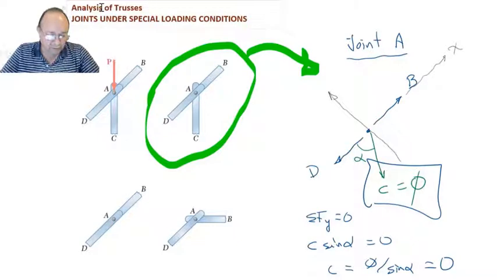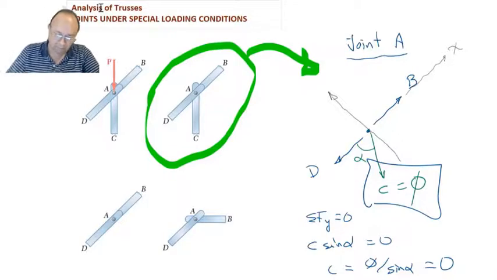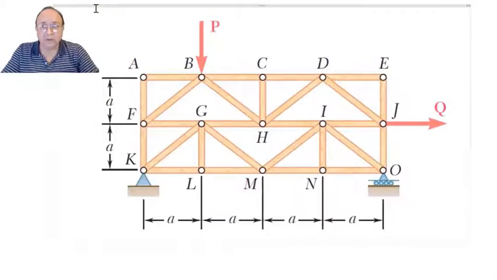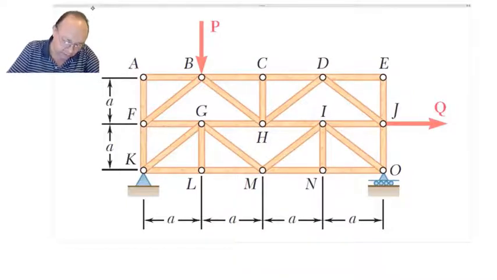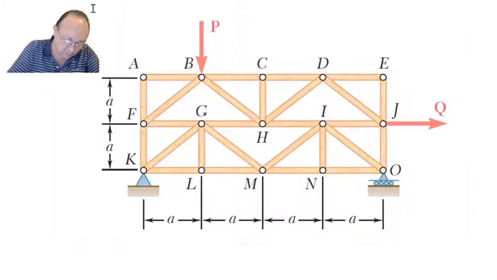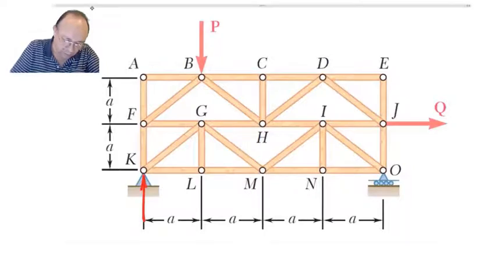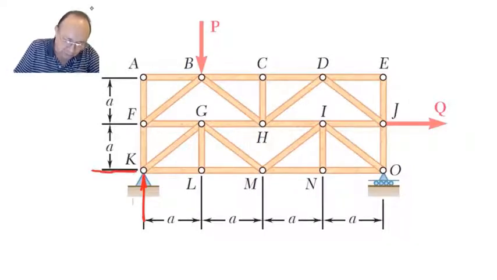So those are the joints under special conditions. Now let's take a look at some examples. Okay, let's make a free body diagram of this. Let's replace this support by a force here and a force here.